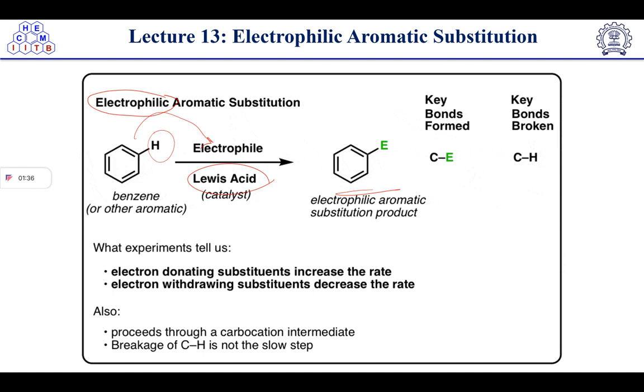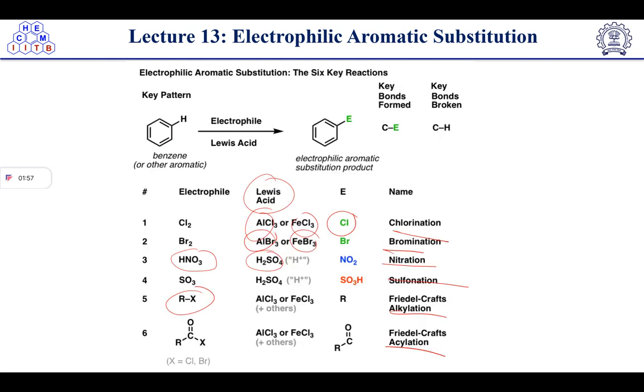Also, the reaction proceeds through a carbocation intermediate, and breakage of the C-H bond is not the slow step. C-H bond breaking is taking place and C-E bond formation is taking place. So this is the rate determining step here. So we will discuss the mechanism. Electrophilic aromatic substitution reactions are divided into 6 key reactions.